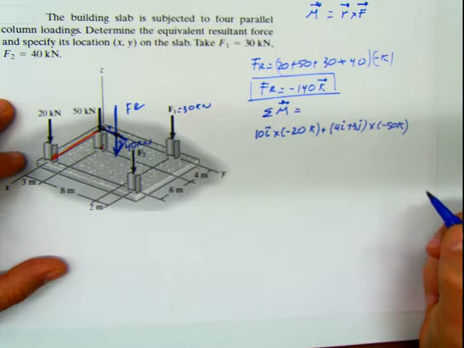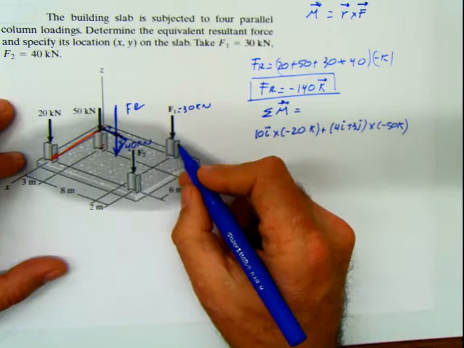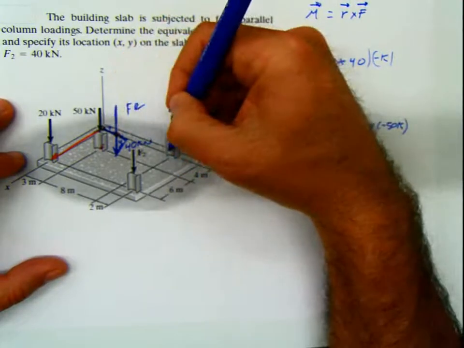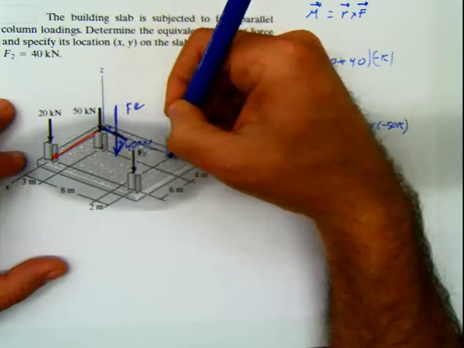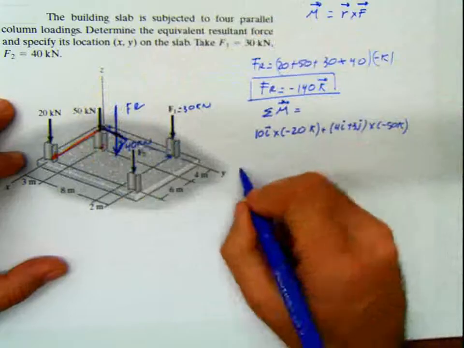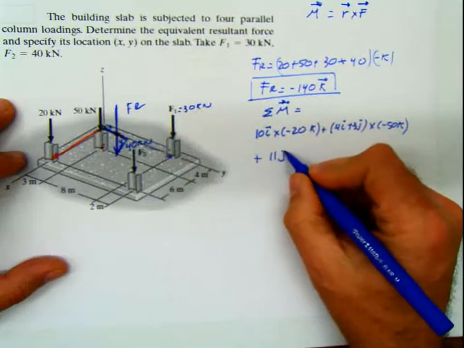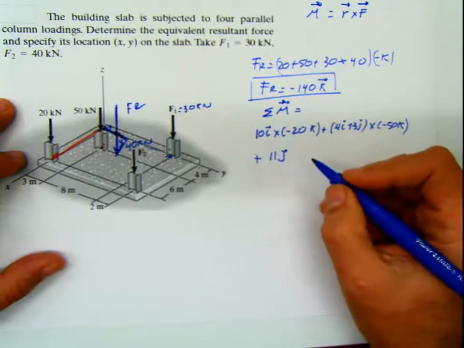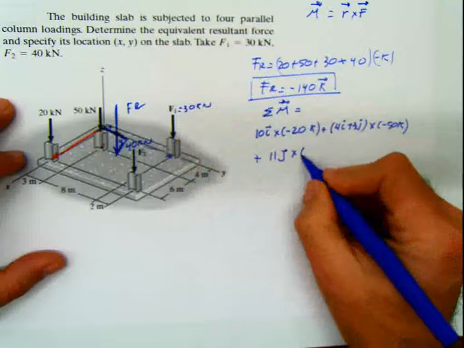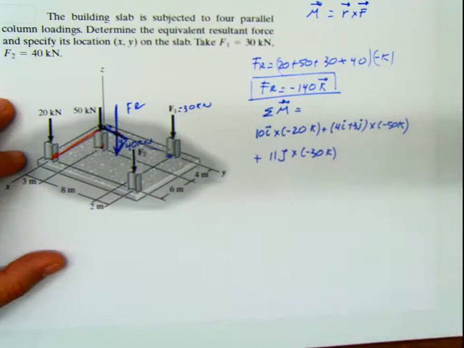Let's keep going to this force now. This force here, the R is from here to here directly, and this value is 3 plus 8, 11. 11 in the positive direction of J, multiplied by the force, and the force is negative 30K. It's good.